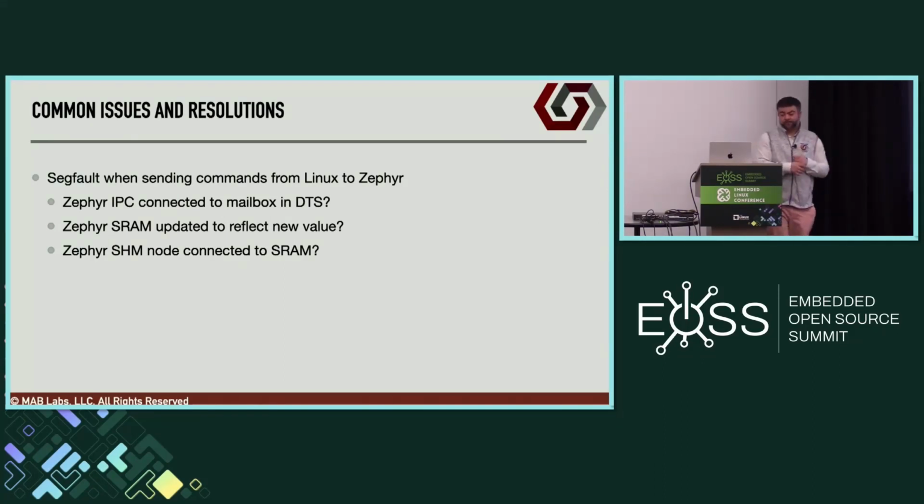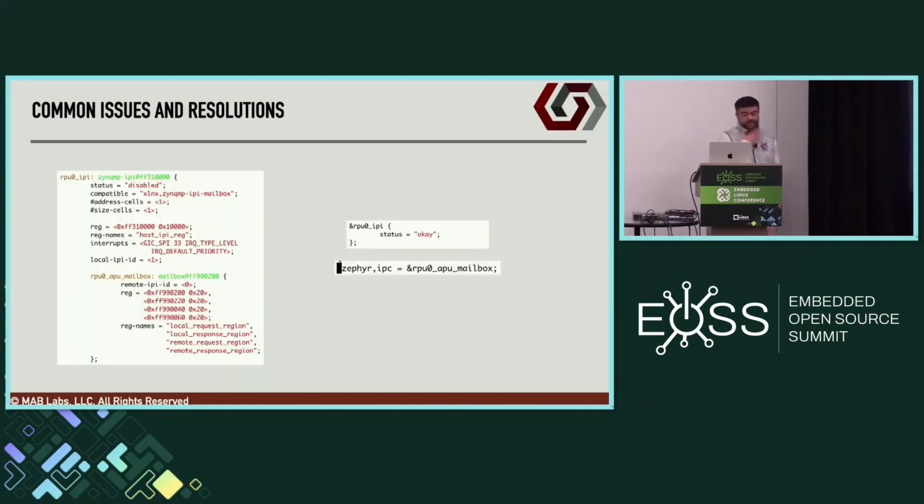And then finally, did you make sure that your shared memory node is actually connected to your SRAM? So these are the general three things that we need to make sure of to ensure that we have successful communication between the multiple processors. This is a detailed example of what that looks like.